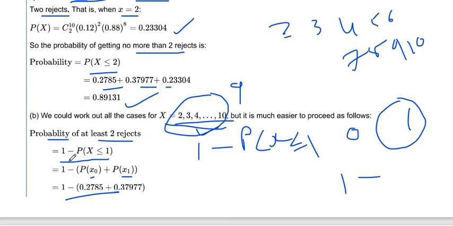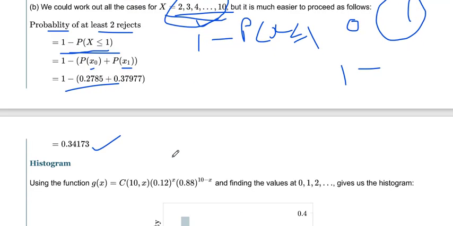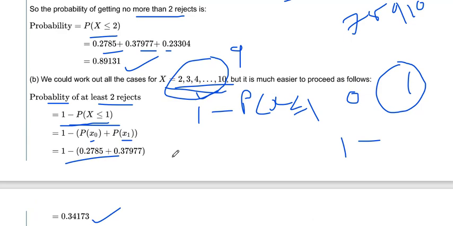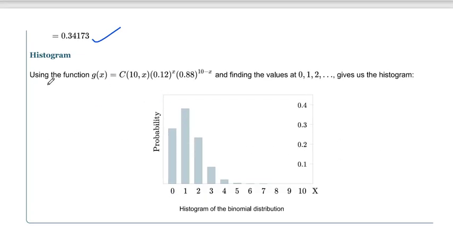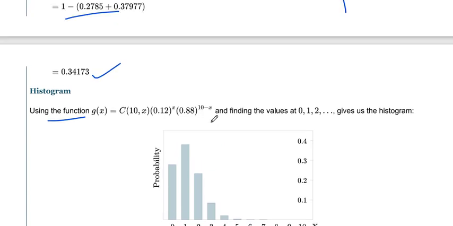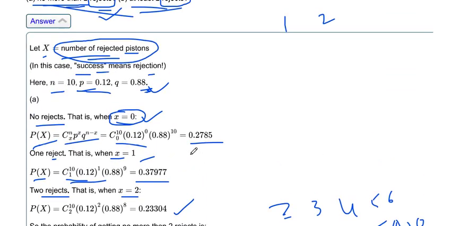So from this also you can calculate. So this is the answer. Now, if you use the graph, you can find all the probabilities of rejection like this. So the probability distribution is useful in making a graph of rejection and success.